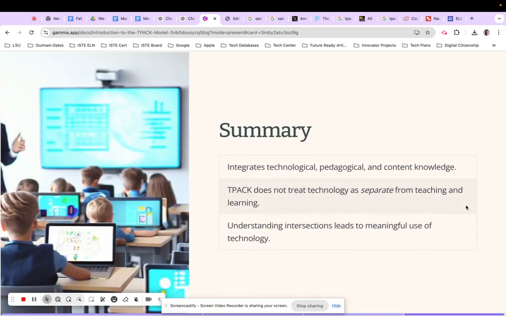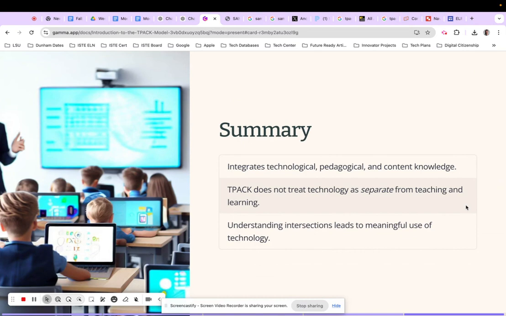So in summary, I think we've said a lot: technology, pedagogy, content. It does not treat technology as separate from teaching and learning, but it meshes it together and believes that there are intersections that lead to meaningful use of technology.